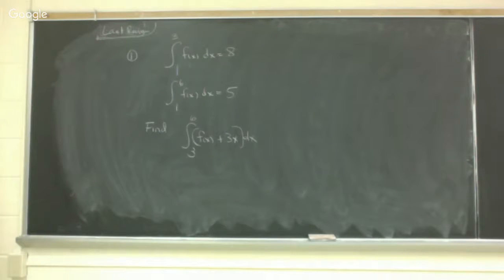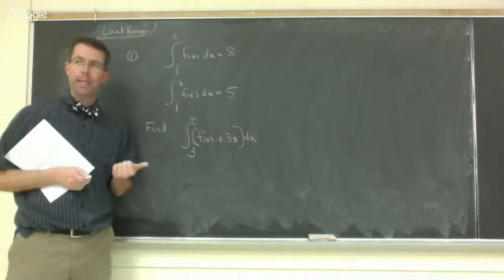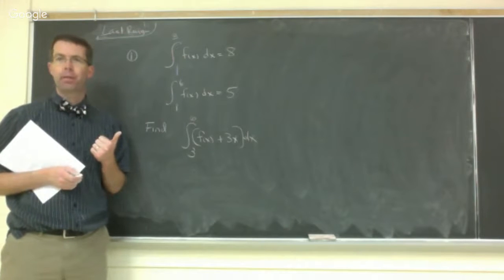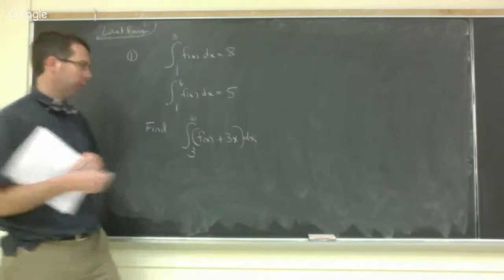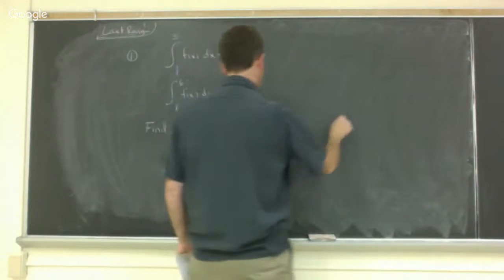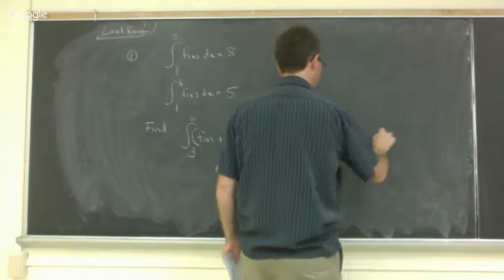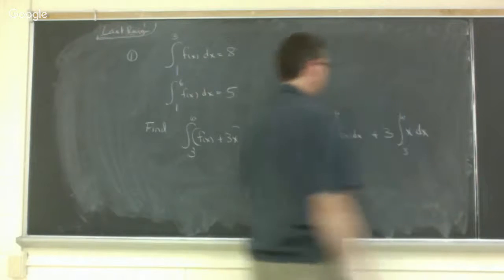So this problem involves multiple steps. There are two key things that I'm practicing here. I'm actually applying both linearity and splitting. So what is linearity? Linearity lets me write this as the integral from 3 to 6 of f of x plus 3 times the integral from 3 to 6 of x. That's linearity.